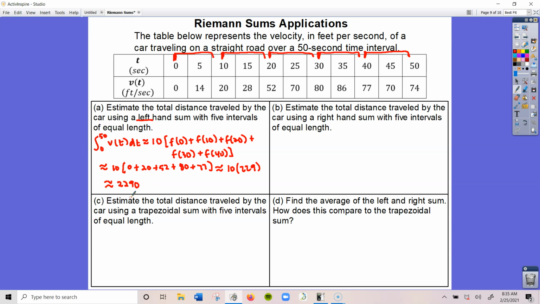Now, we integrated velocity. So that means that what I just found is the position function. So we have to make sure that we include our units. Since this is position, our units would be the unit of length, which is feet.